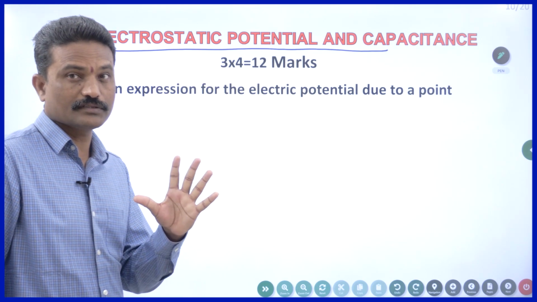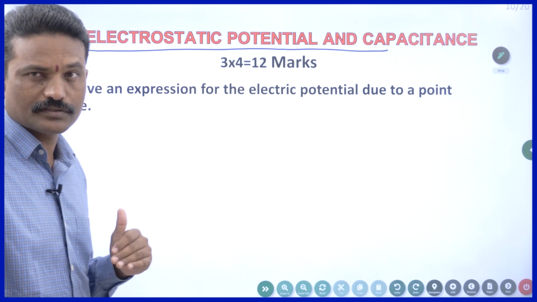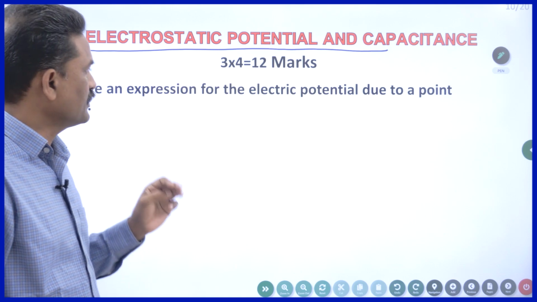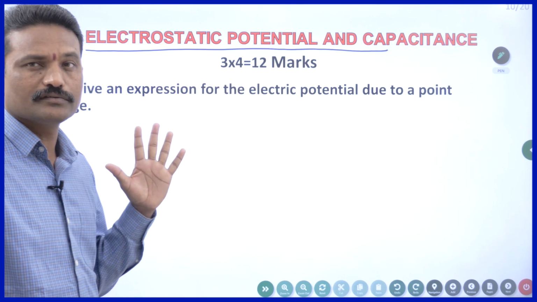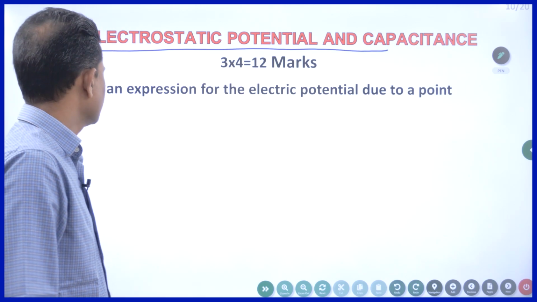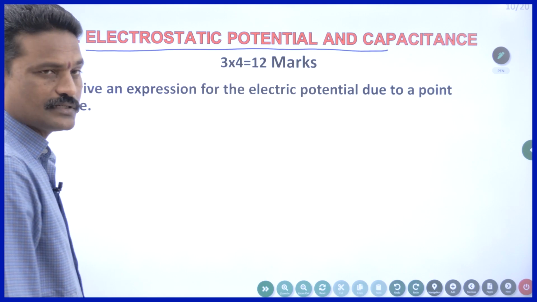Out of 6 questions, you will be getting 3. Even in this also, there are 6 or 7 questions. From this, you will be getting 3 definitely. So, from this video lesson, you are going to get 24 marks. Is this clear? Right. Derive an expression for the electric potential due to a point charge.